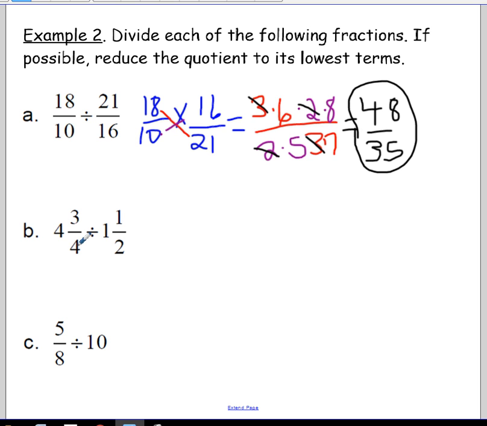Just like in multiplication, we also have to change our improper fractions to mixed numbers when we're dividing. Because again, what we're really doing is flipping the second fraction to turn it into a multiplication problem. So let's do 4 times 4 is 16, plus 3 is 19, and that's over 4. And since we have to flip the second one, our 2 now will go on the top, and what goes on the bottom is 2 times 1, which is 2, plus 1 more, which is 3.